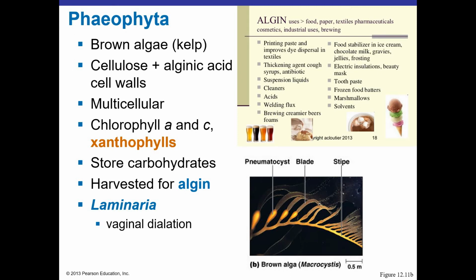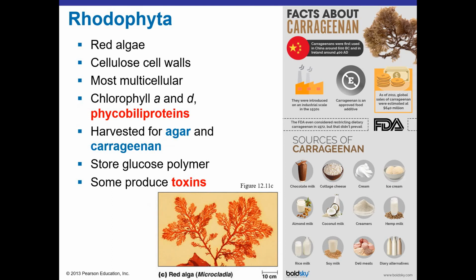The Rhodophyta are the red algae. When you see these types of red algae, they look a little bit more like a fan or feathery type of appearance. They have chlorophyll A and D, and the phycobiloproteins are going to be the notable feature for these that help to give them the red color. They are going to be harvested for things like agar and carrageenan.